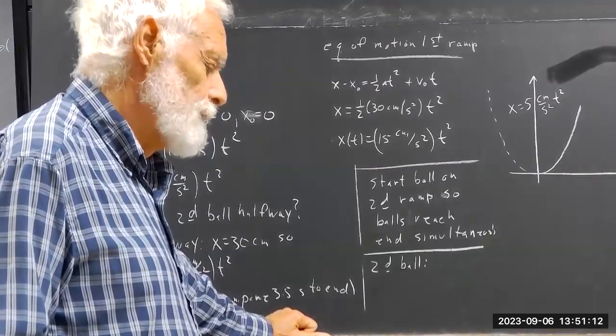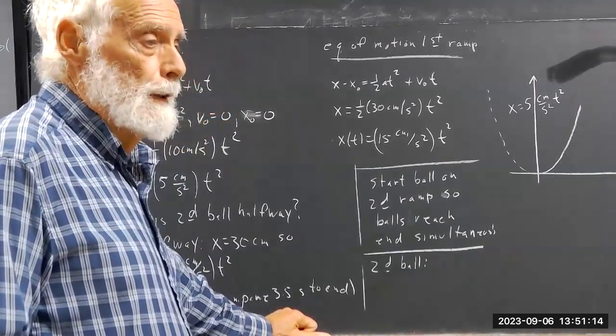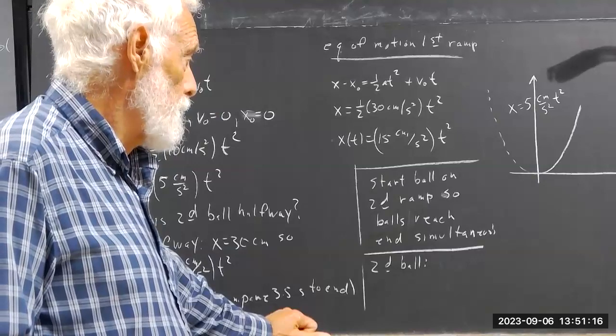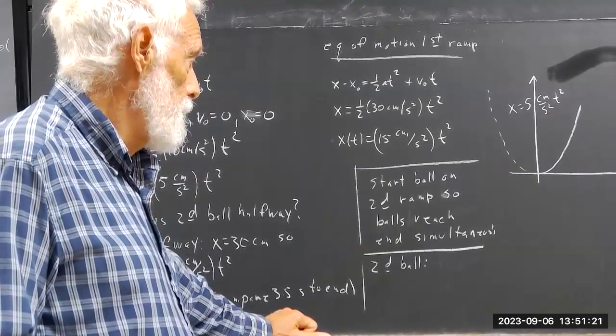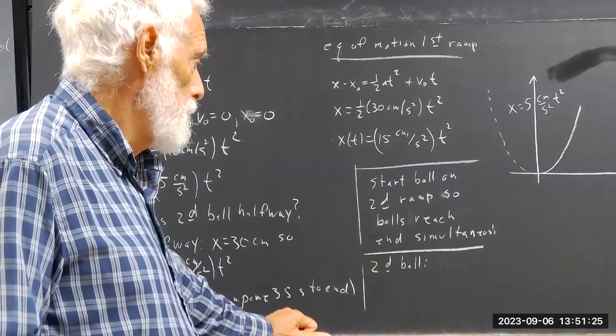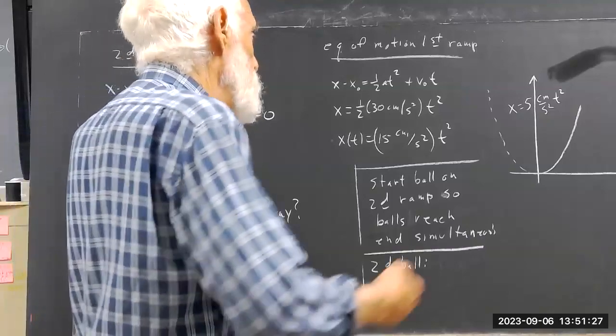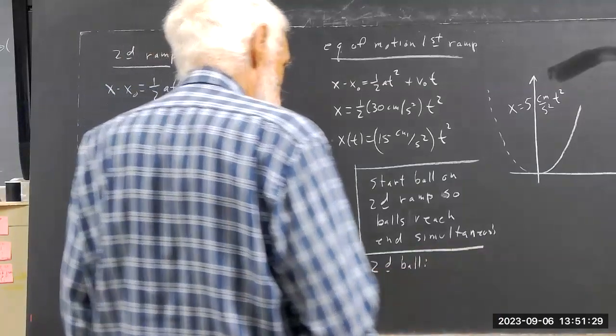Let's see. I think I phrased this wrong. The first graph is the one where the ball moves more slowly.